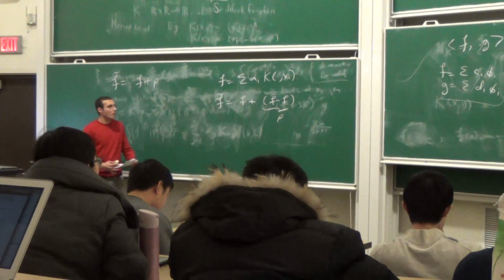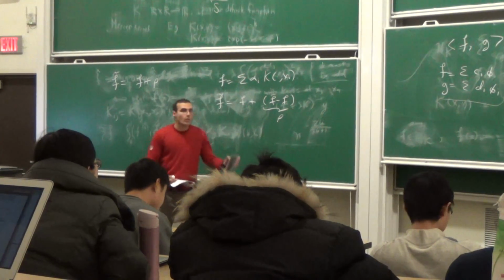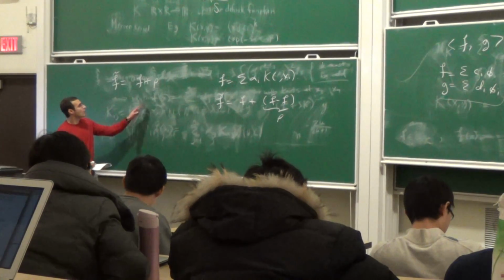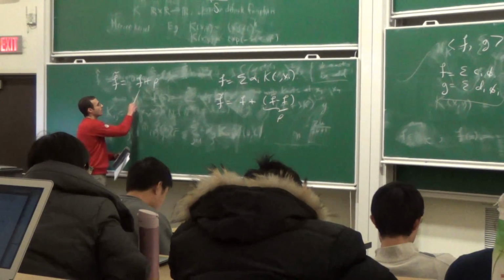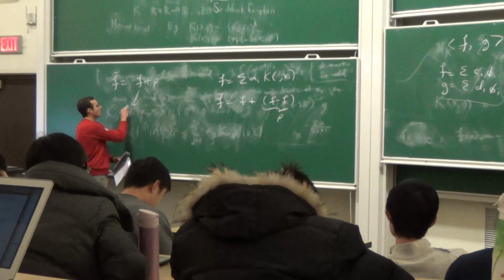Okay, and now we're going to progress a little bit from here. We're going to say that f is a linear combination of representers.